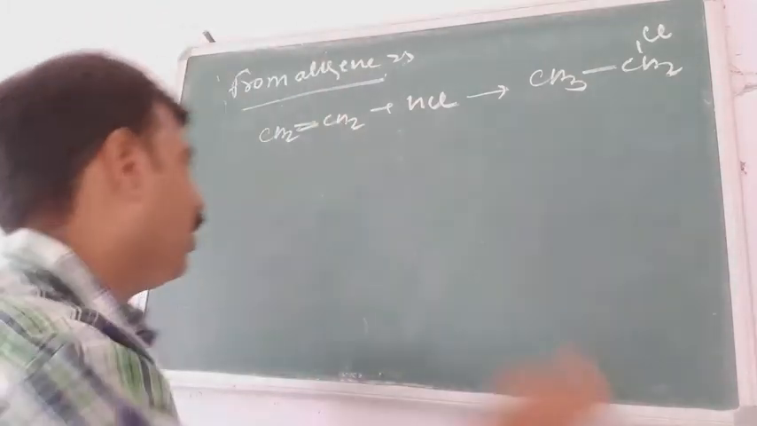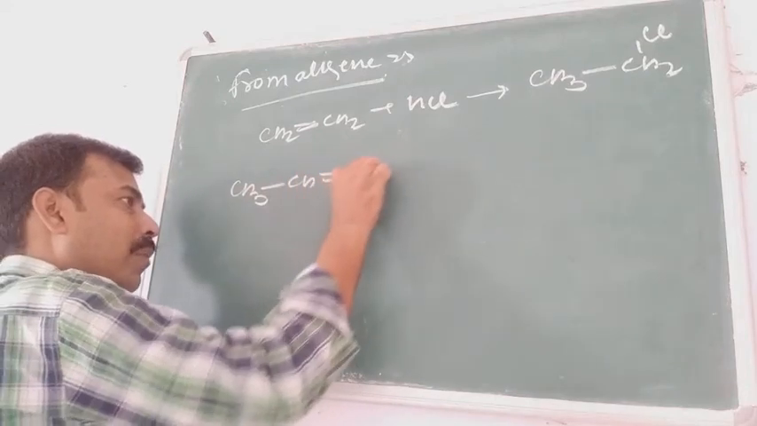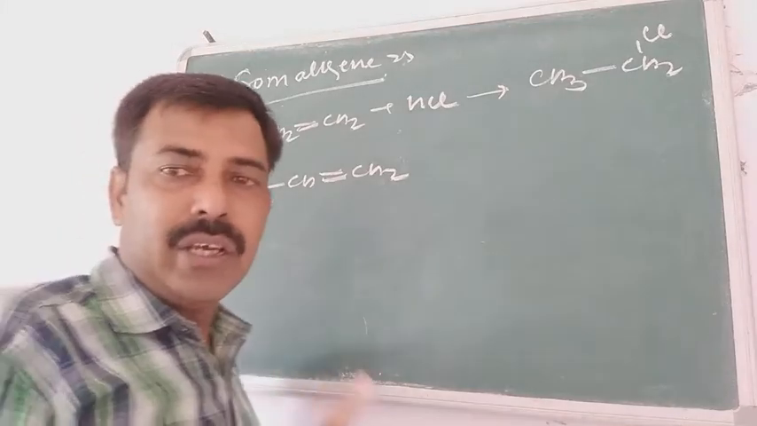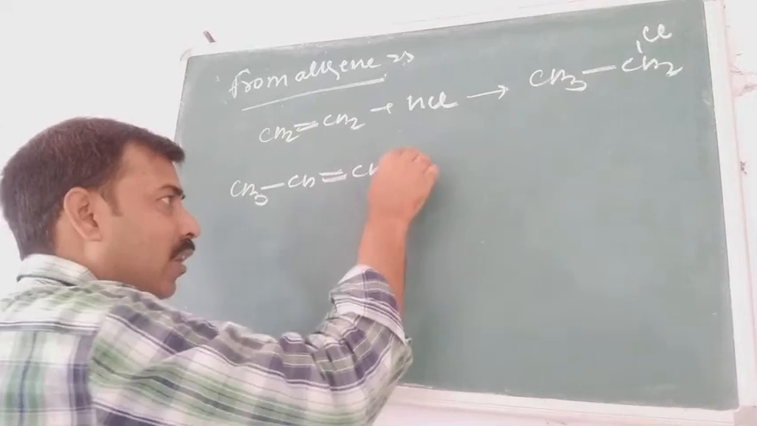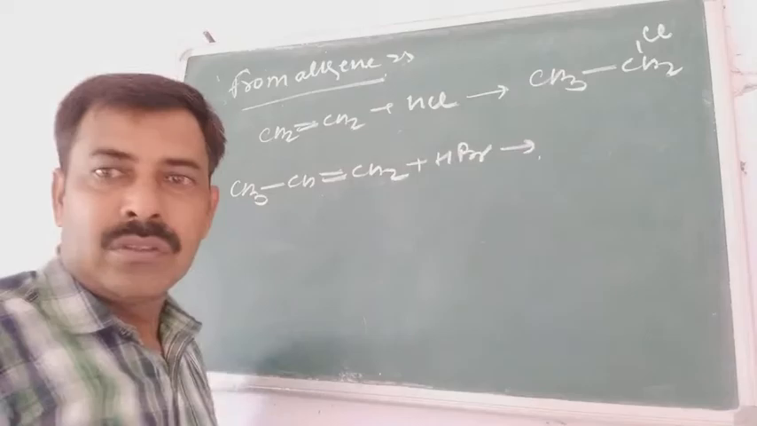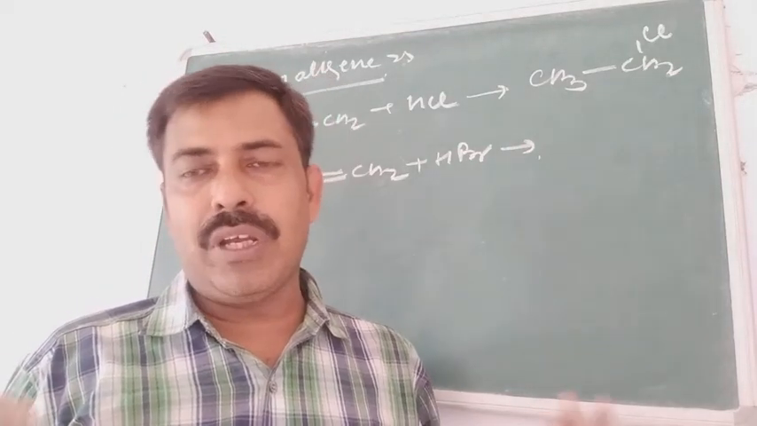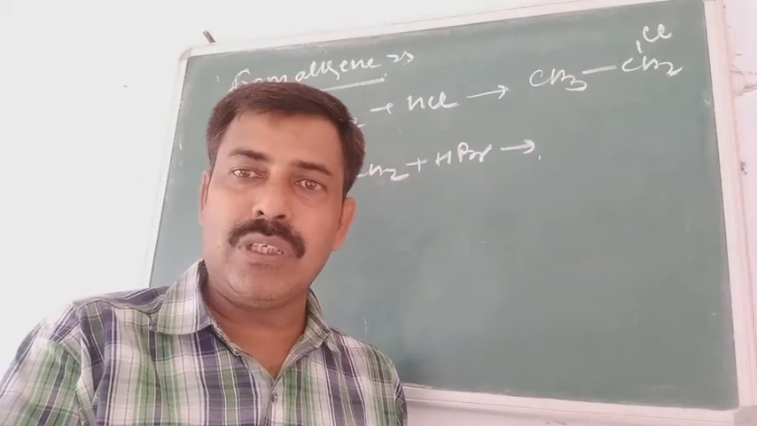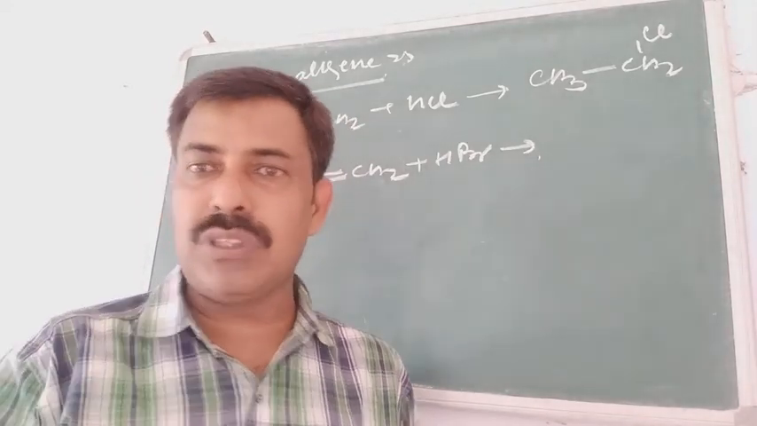But if there is an unsymmetrical alkene, CH3CH=CH2, you can see both the unsaturated carbons are not identical. Such species are called unsymmetrical alkenes. When an unsymmetrical alkene is treated with halo acid, what will be the product? In the previous one, both the carbons were identical, so you could provide the position for any element at any position, bromine or hydrogen, halogen or hydrogen.